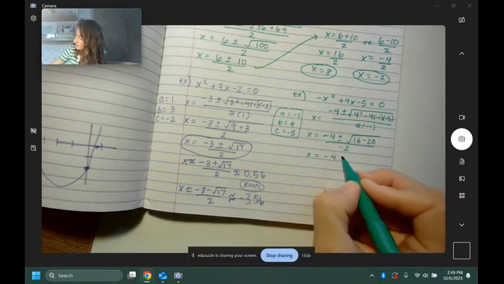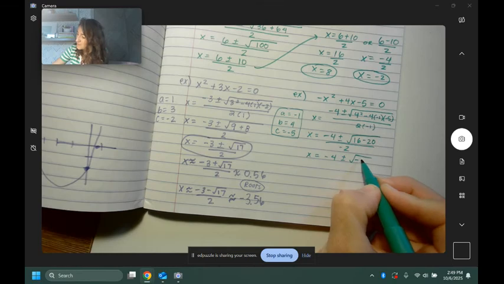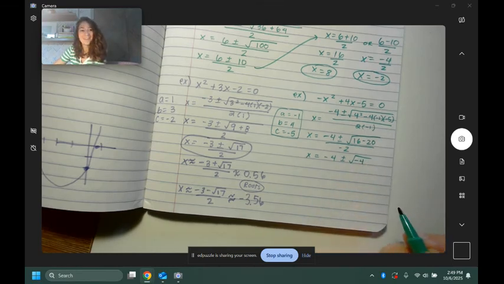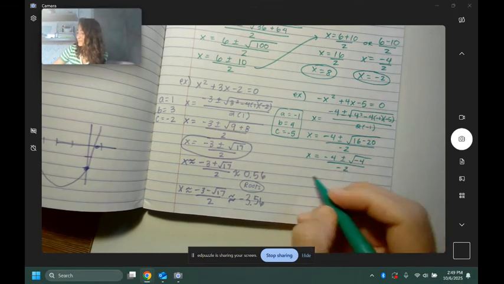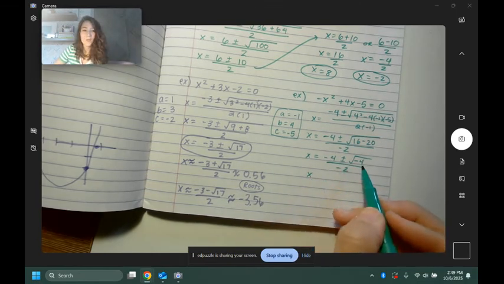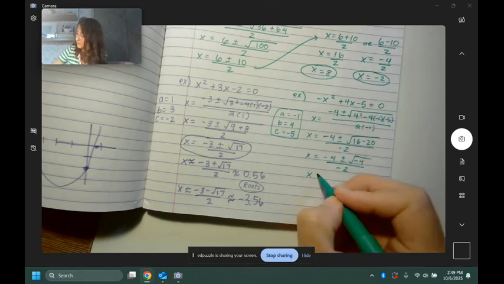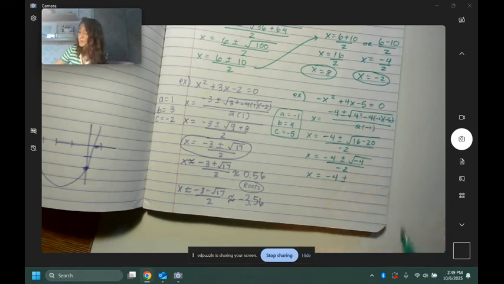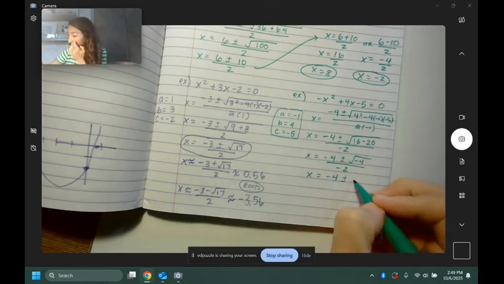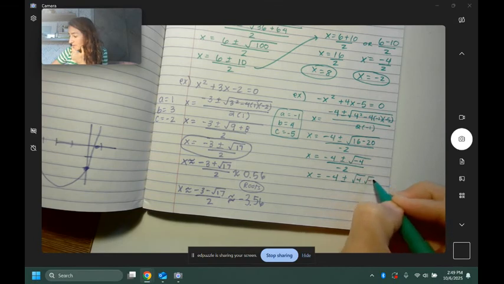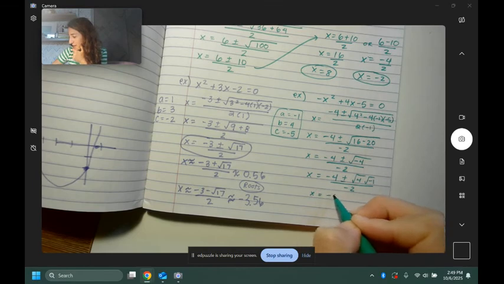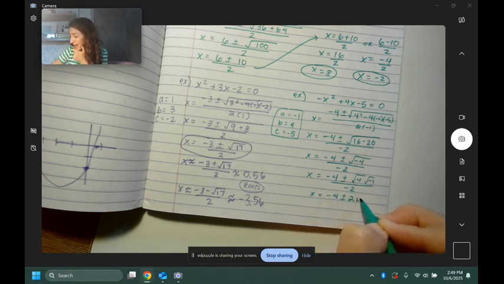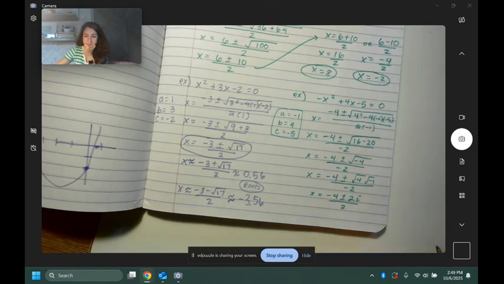Keep going. So negative 4 plus or minus the square root of negative 4. Uh-oh. It's negative under my root, all over negative 2. What is the square root of negative 4? Negative 4 plus or minus. Now I'm going to break that into the square root of negative 1 and the square root of 4, right? So x is negative 4 plus or minus 2i all over 2.